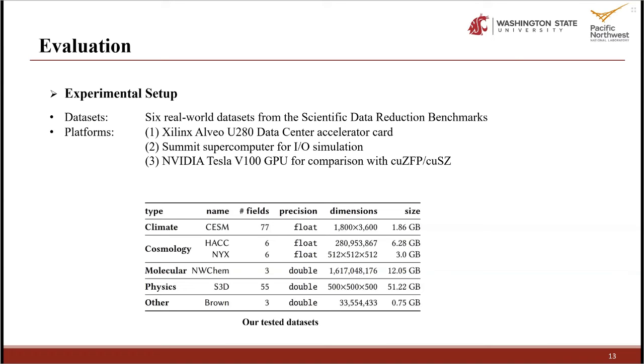To conduct our evaluation and comparison under realistic scenarios, we use 6 real-world datasets from a scientific data reduction benchmark, as shown in the table. Our datasets include climate, cosmology, molecular, physical, and Brown.